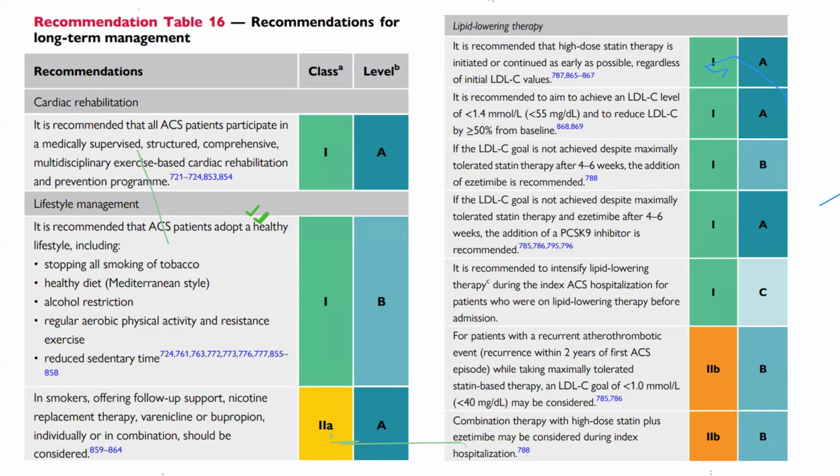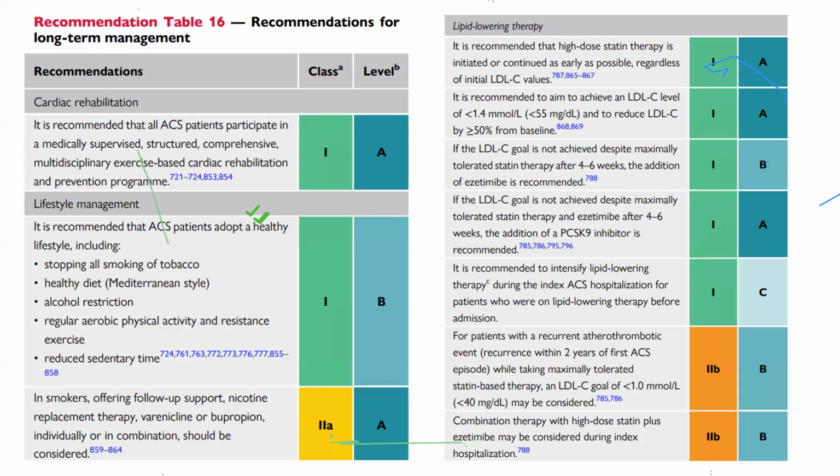For lipid-lowering therapy, it is recommended that high-dose statin therapy is initiated and continued as early as possible. High-intensity statin is 40 to 80 milligrams of atorvastatin or 20 to 40 of rosuvastatin. It is recommended to aim for an LDL of less than 1.4 and a reduction of LDL of greater than or equal to 50% from baseline, because they already have established atherosclerotic cardiovascular disease. So your cutoff is 1.4, compared to those with high risk, which is 1.8 LDL, and moderate risk, 2.6.